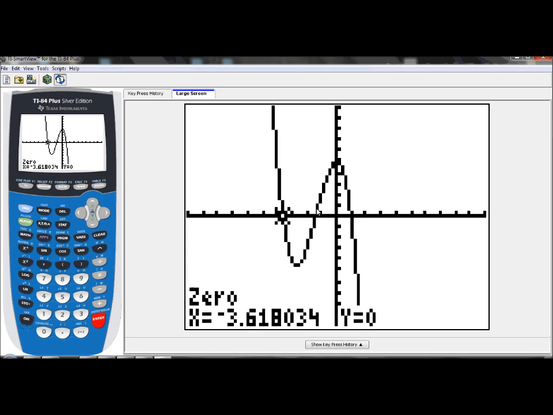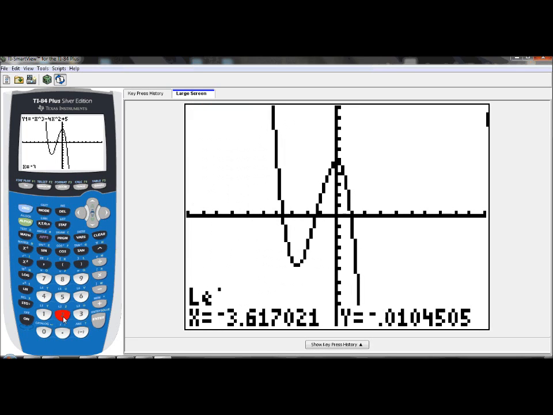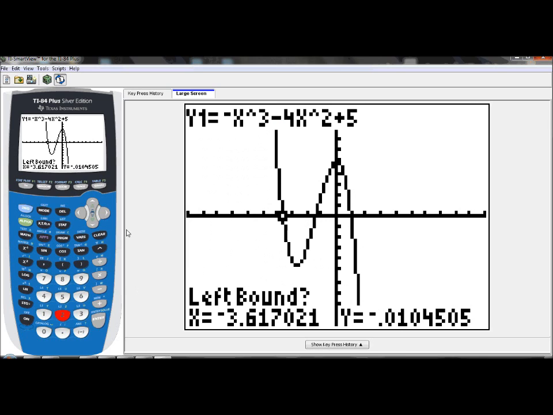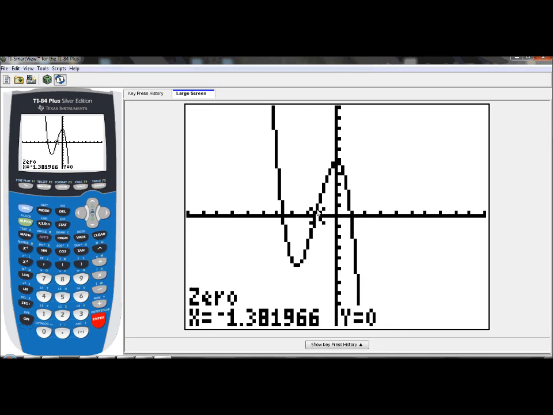I'm going to repeat the process to find this x-intercept here. So second calc, option 2, left bound, right bound. Mark a point to the left of this x-intercept, hit enter. Right bound, mark a point to the right of it, hit enter. Guess, just hit enter again. And so there we have the next 0, negative 1.38.